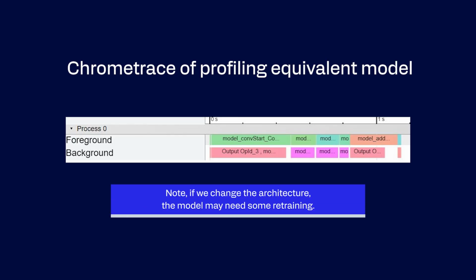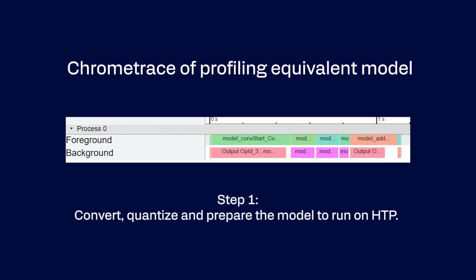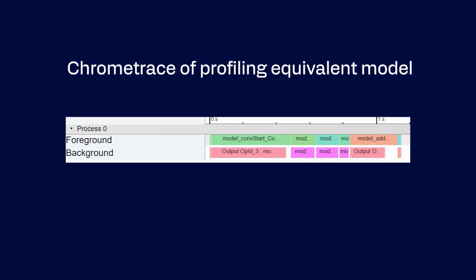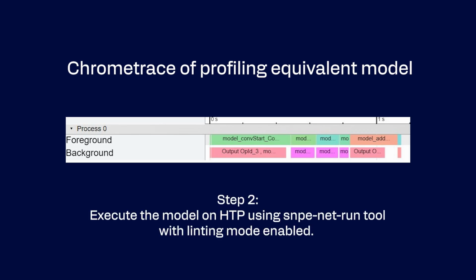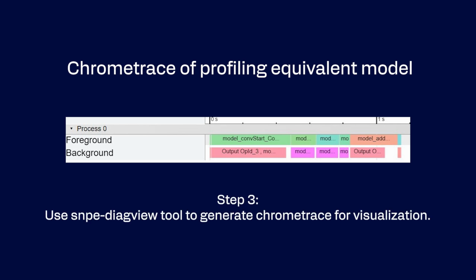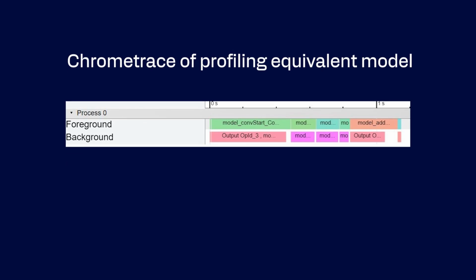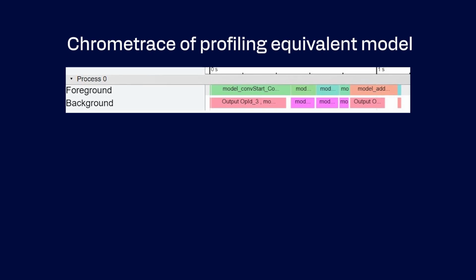Once again, we go through the typical profiling workflow. We convert, quantize, and prepare the model to run on HTP. We then execute the model on HTP using the snpe-net-run tool with linting mode enabled. We then use the snpe-diagview tool to generate Chrome trace for visualization. Here is the equivalent model and its Chrome trace.